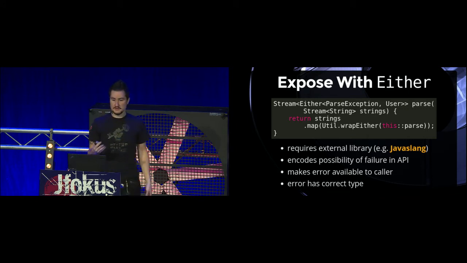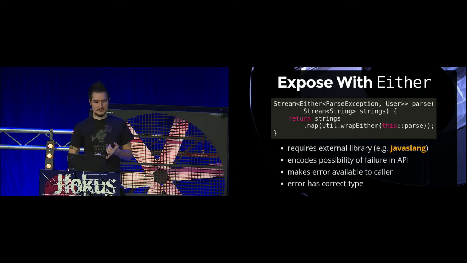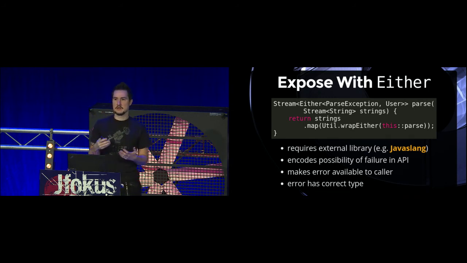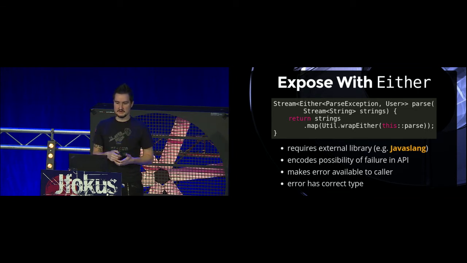And I find this, for this particular case, by far the best solution. Because again, it encodes the possibility of failure in your API, which makes it easy for the caller to access the precise error. Because you can now get the parse exception, which tells the user very clearly what can go wrong, and then you can take the parse exception and use the getter to get the string that failed. So this, I think, is the best way to approach this particular problem.